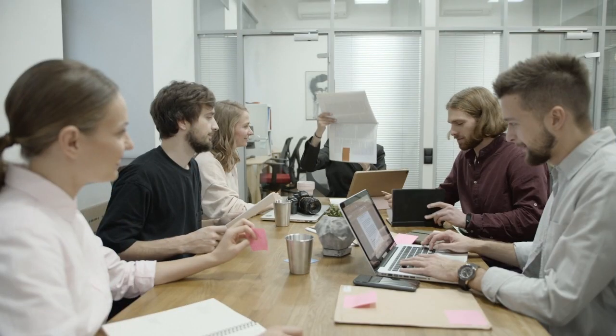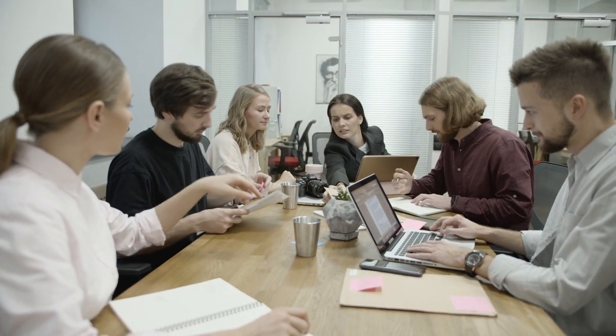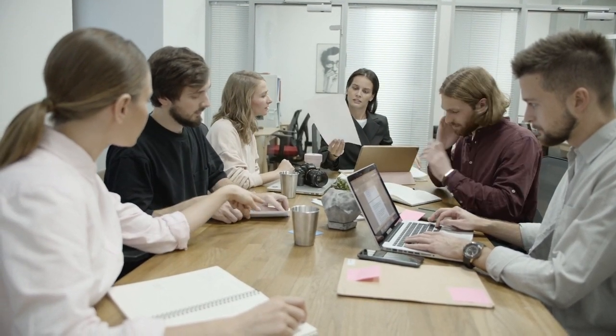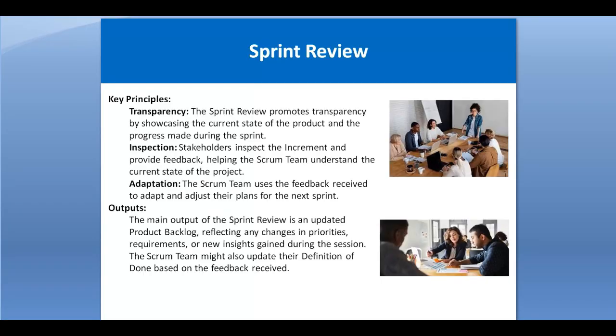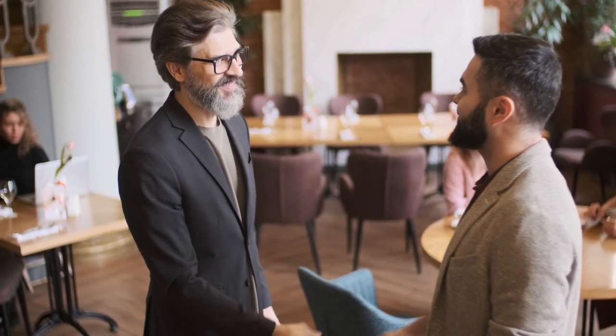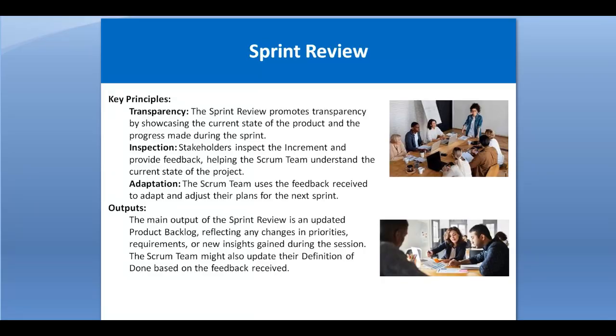Key principles. First is transparency. Friend, the sprint review promotes transparency, meaning that the actual status of the product progress will be showcased, and there should not be any ambiguity. All the things should be transparent. Inspection. Stakeholders review the work, give their feedback, and help the Scrum team understand the current status of the project, and basically it's a way of inspection for the product for which we are working.